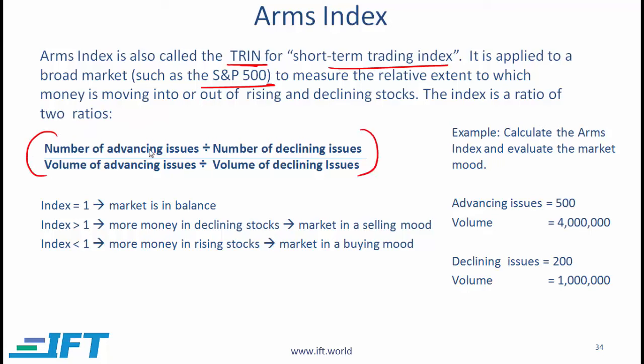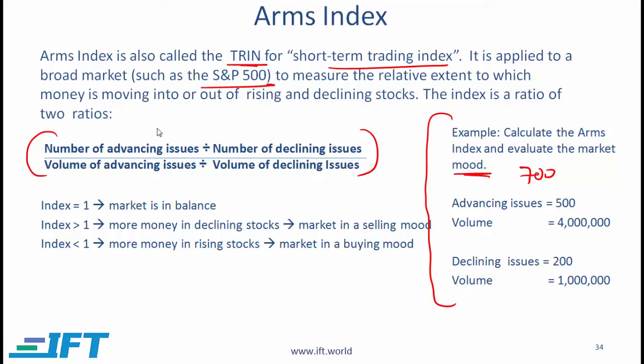Number of advancing issues divided by number of declining issues, divided by volume of advancing issues divided by volume of declining issues. And to help you understand this formula, I want you to do this example. Calculate the ARMS index and evaluate the market mood. You have a situation where we have a total of 700 stocks or issues. The advancing issues in our example equals 500, declining issues is 200.